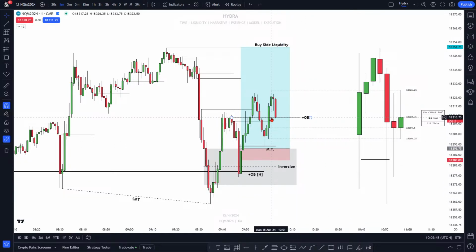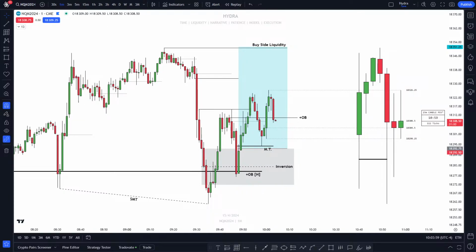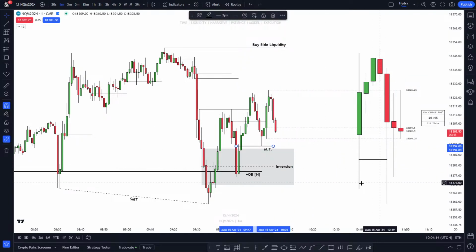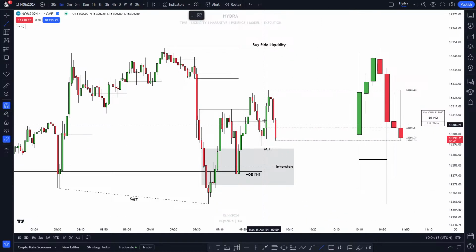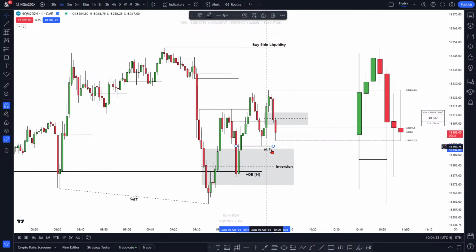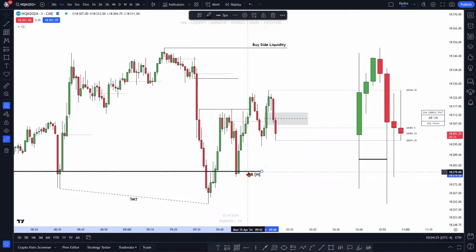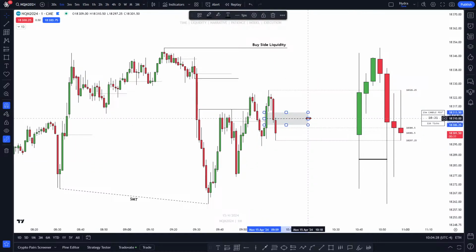If this is turning into inversion, then price will probably go lower. This fair value gap should not be getting violated. Okay, it's getting violated, right? Okay, it did get violated. Okay, so I see a trade idea here. Wait. I'll just wait for this candle to close.